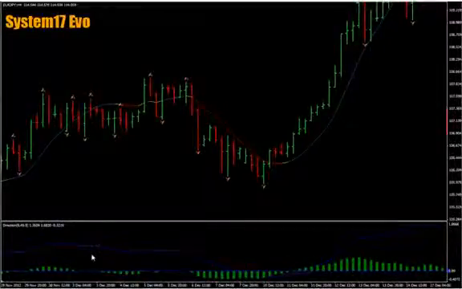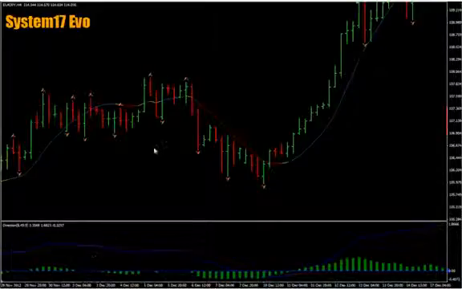We're going to take a quick look at System 17 Evo to allow me to explain how System 17 Evo finds trades, how it's very selective, and how it can improve your trading. We're looking at a 4-hourly chart. All the trades start out on a 4-hourly chart, and what we look for is a direction first of all.